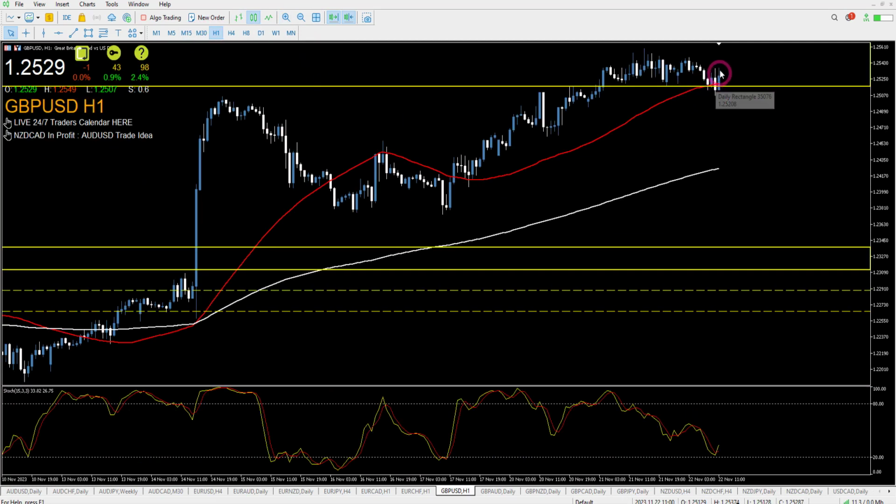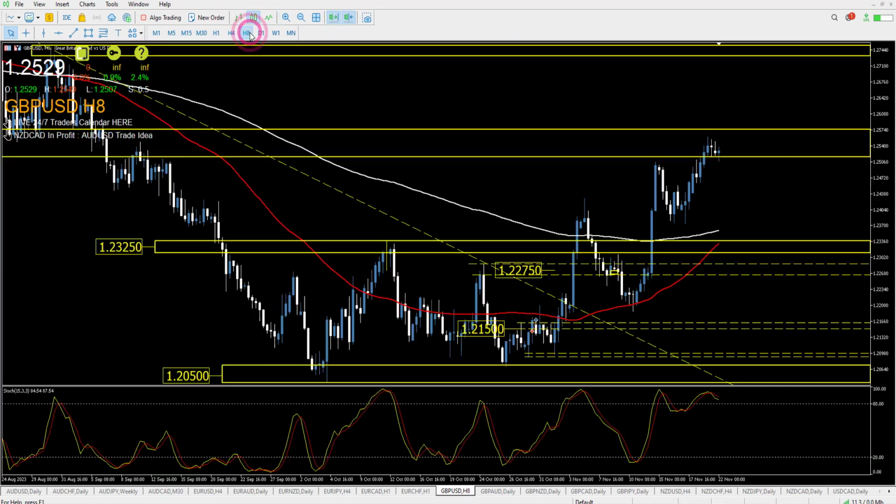Hourly is kind of testing the 50, potentially breaching back above it, but like I said, we're very, very close to this resistance level at the moment. I like the price action here, I must admit, because we've had a long push up into resistance and sellers aren't really getting involved.